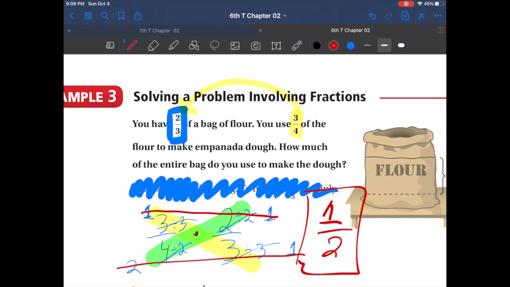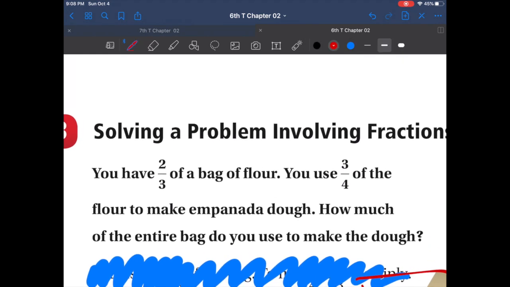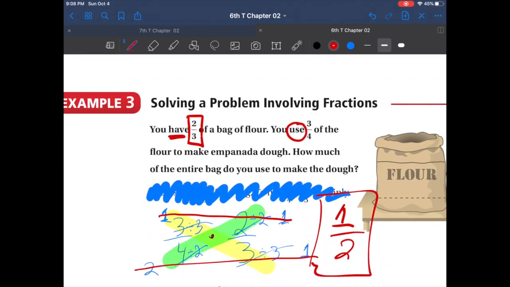Okay. The most important thing about this problem that I wanted to do is I wanted you guys to understand how this problem works. So it says you have, right? So you start off with this one, and then it says you used, right? We're looking at some of these words that can help us do the math. All right, so that is how you do a word problem with. Perfect.